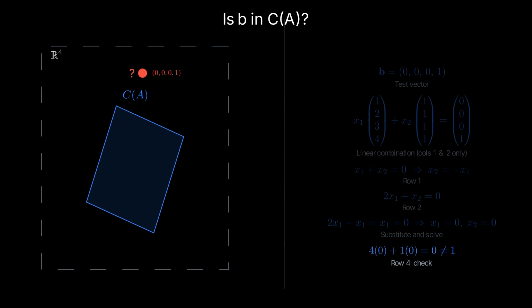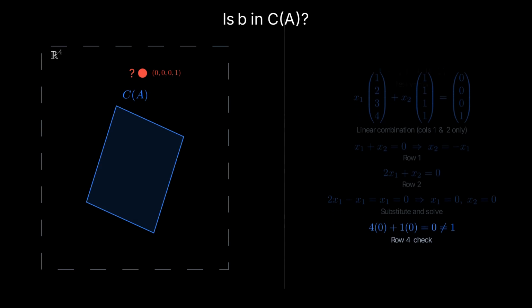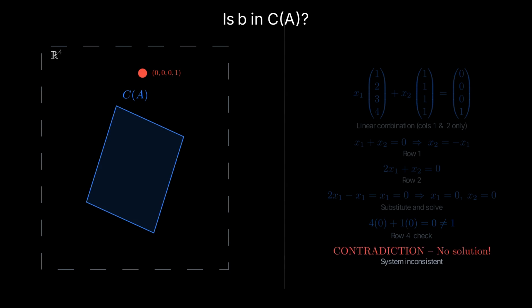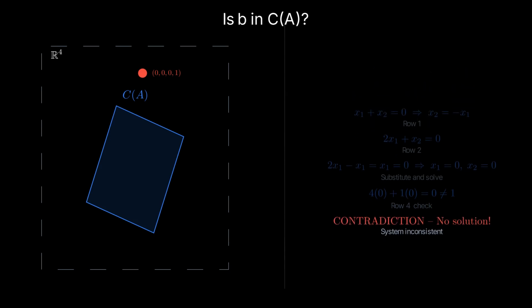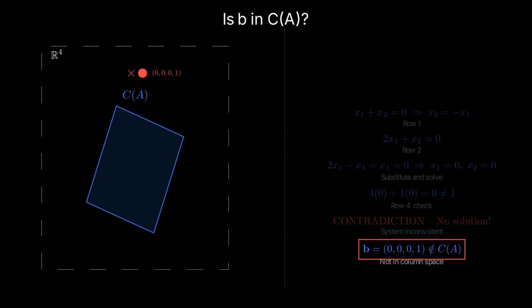Now let's check row 4. 4 times 0 plus 1 times 0 equals 0. But we need it to equal 1. 0 does not equal 1. And that's a contradiction. There is no solution. The vector 0, 0, 0, 1 is not in the column space. Geometrically, it floats off the plane.